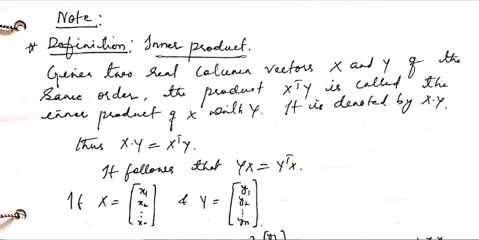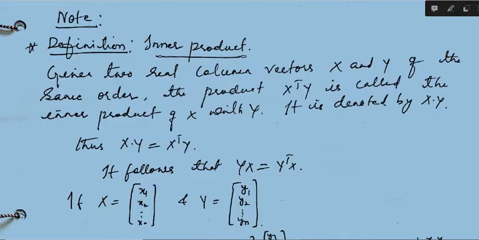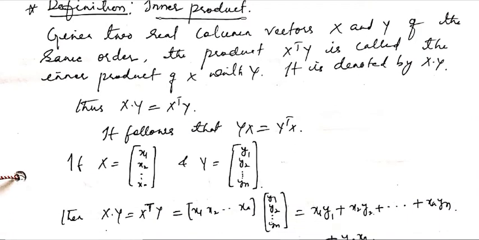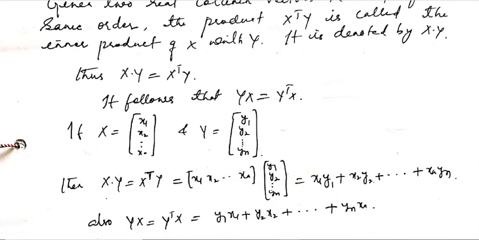So if x and y are column vectors, say x is equal to x1, x2, x3 and so on up to xn, and y is equal to y1, y2 and so on up to yn, then what is the inner product of x and y? It can be computed as x dot y is equal to x transpose y. x is a column vector, its transpose becomes a row vector, x1, x2 and so on up to xn, times y1, y2 and so on up to yn.